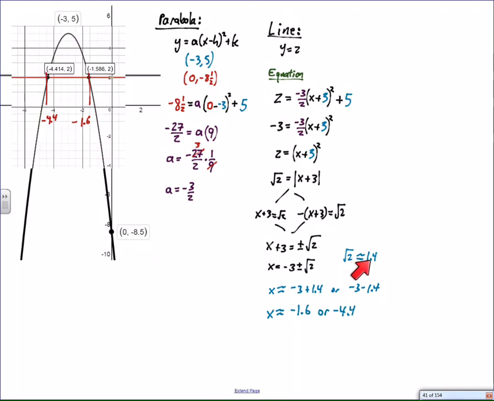The square root of 2 I should know is around 1.4. So when I add and subtract that value from negative 3, I get these two values, and I go over to my graph and verify that those are in fact consistent with what I see. So that's the whole process. I hope you found this helpful.